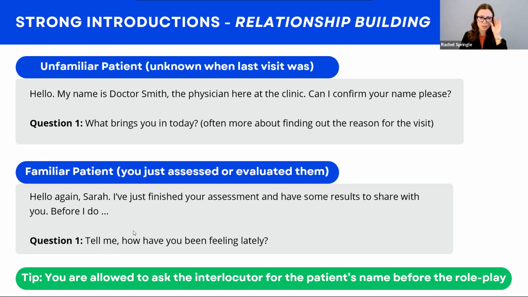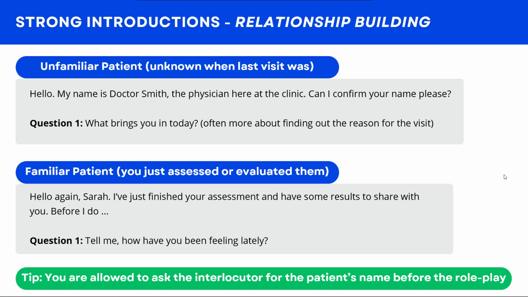Here's a tip that some people are not always aware of, and that is you can actually ask your interlocutor in the exam. You can ask for the patient's name before starting the role play. And so that helps if you're a little bit confused how to start. You can confirm their name with the one you've been given, or you can use their name in this second familiar patient scenario. You can use their name going right in. So are there any questions with that? Keep that in mind when we practice unfamiliar, familiar.